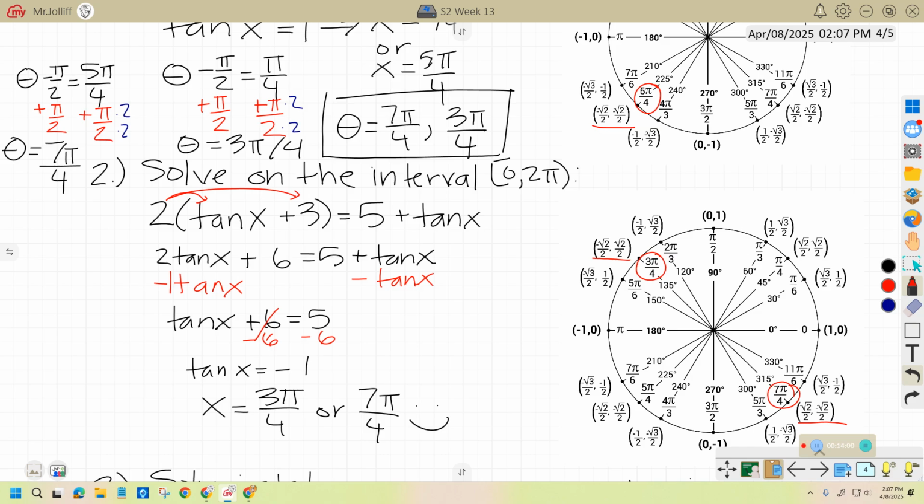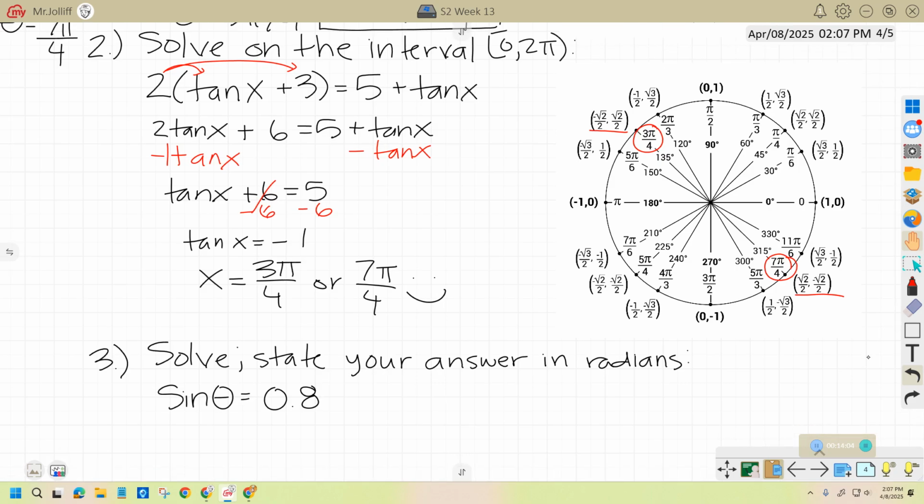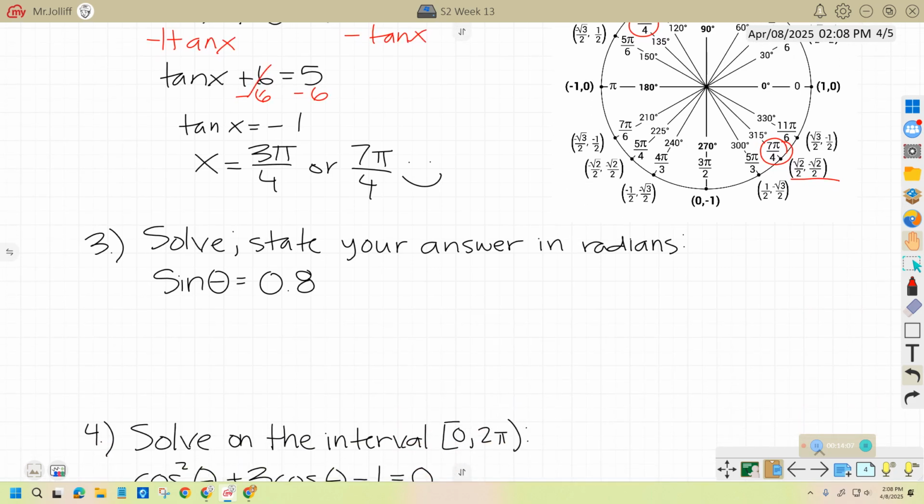Let's try another one. Next one says solve. State your answer in radians. And it just says sine theta equals 0.8. So first step, get the trig function on the left by itself, numbers on the right. To me, it looks like that's already done. Sine theta is on the left, numbers on the right.